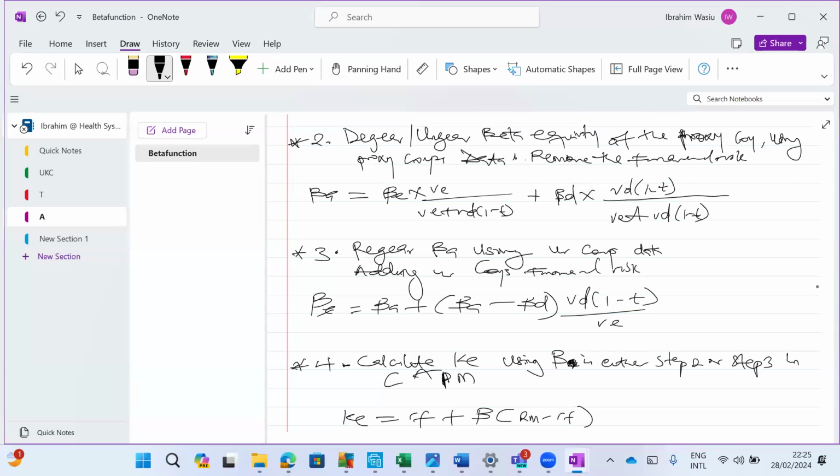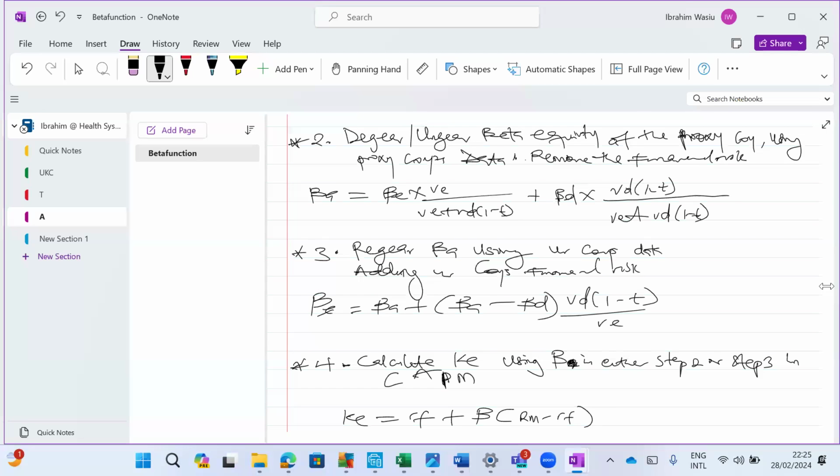The reason for doing step 2 is that when you check the company and the beta you have is a beta equity, it means there is debt in their capital structure. But if you are given a beta asset, which means there is no debt, you don't even need to do step 2. The purpose of step 2 is to get the beta asset. But if you already have the beta asset, there's no point in doing step 2 again. Are we good? Yes, sir.